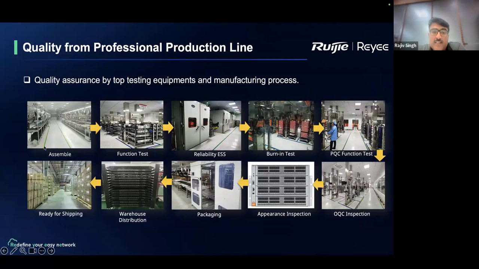So these are the steps which we follow so that we can have good quality assurance to reduce the RMA. When we talk about RMA, we have less than 0.01% RMA as of now in India as well as overseas also.